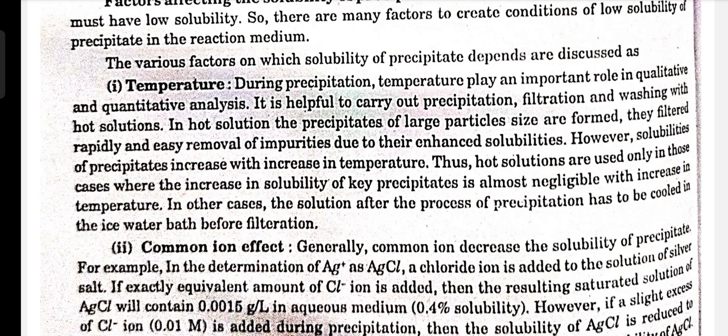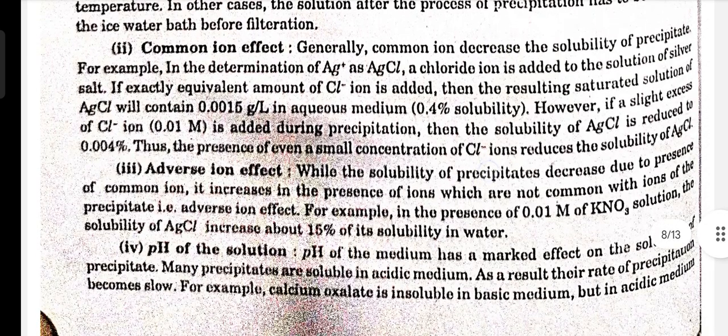However, solubilities of precipitates increase with increase in temperature. Thus, hot solutions are used only in those cases where the increase in solubility of the key precipitates is almost negligible with increase in temperature. In other cases, the solution after the process of precipitation has to be cooled in an ice water bath before filtration. Number 2, common ion effect. Generally, a common ion decreases the solubility of a precipitate. For example, in the determination of Ag+ as AgCl, chloride ion is added to the solution of silver.